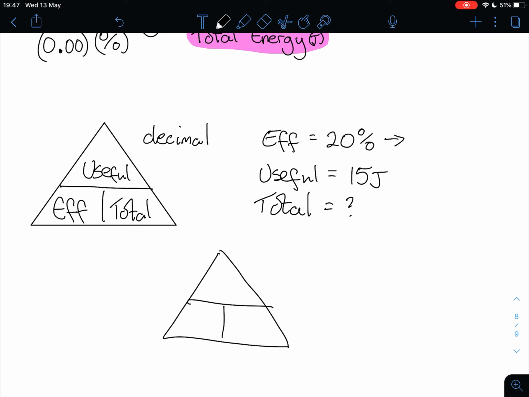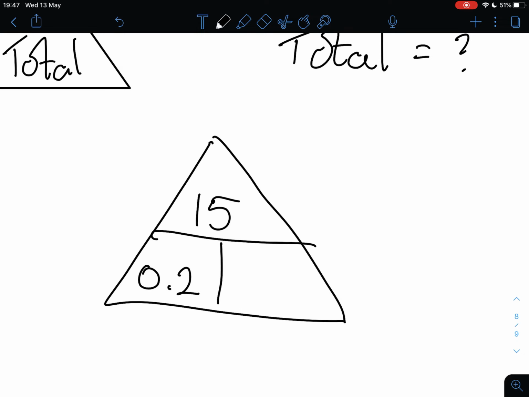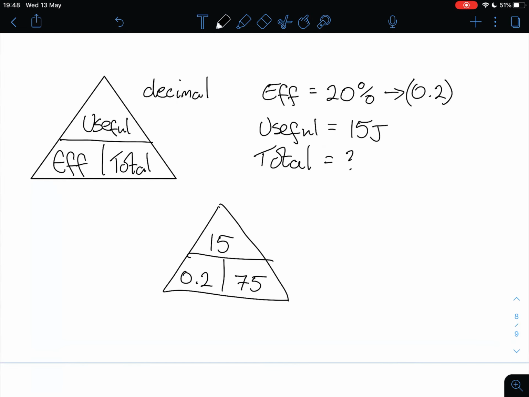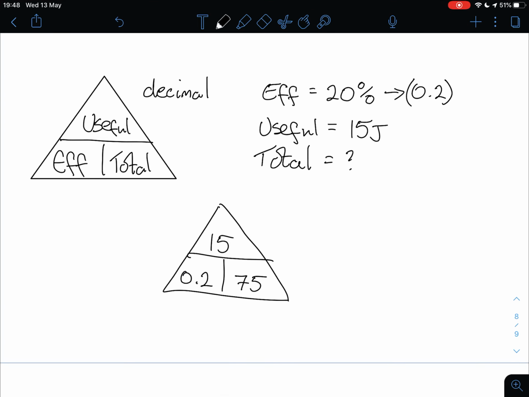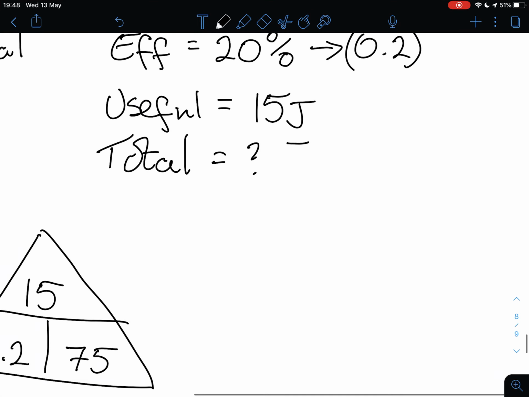Well, the first thing we've got to do is convert that into decimal, like that, 0.2. Useful goes at the top, 15. And the answer is, well, if we did 0.1, 15 divided by 0.1 is 150, but it's 0.2. So I think the answer is 75. Let's give it a look. What was it? 15 divided by 0.2 equals 75. There we go. Lovely. So we can say the total energy that went in was 75 joules going in.